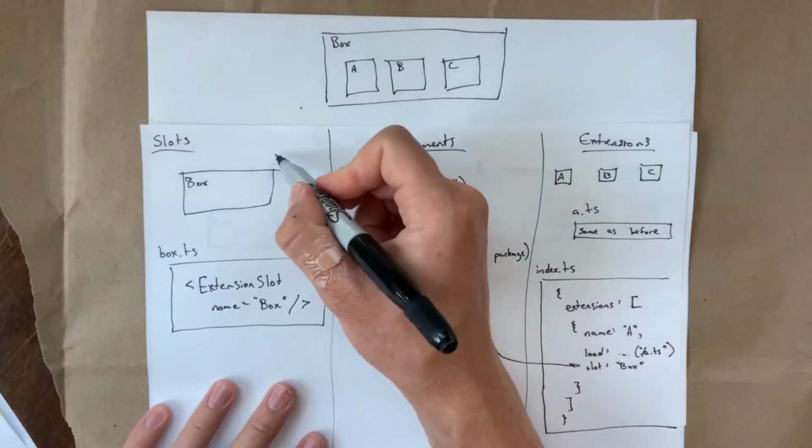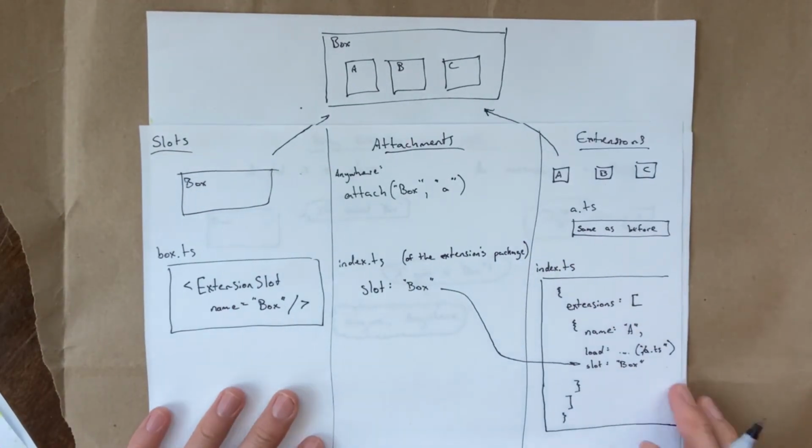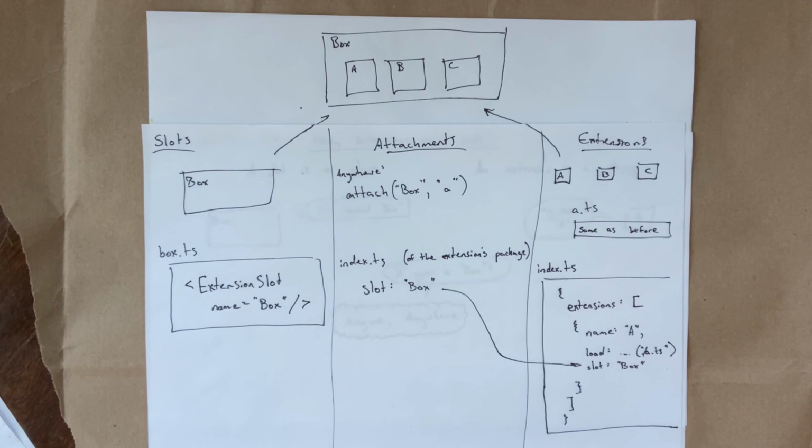This way, the component that contains the things, box, doesn't have to know about the things that it's supposed to contain ahead of time. The things can be brought in separate packages altogether, and turned on and off as needed.